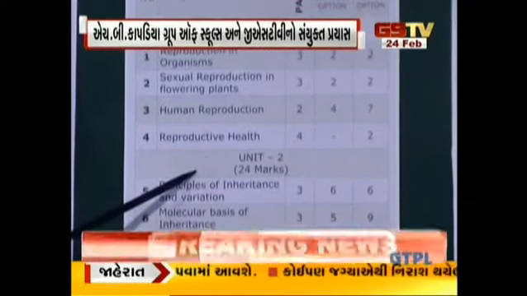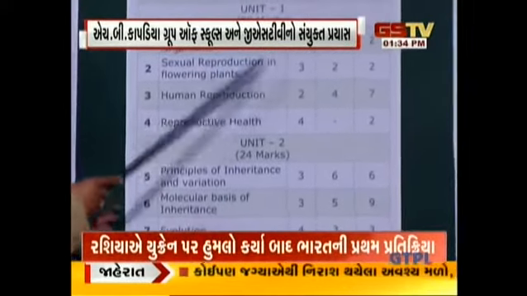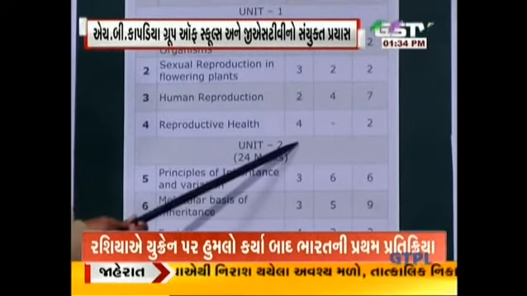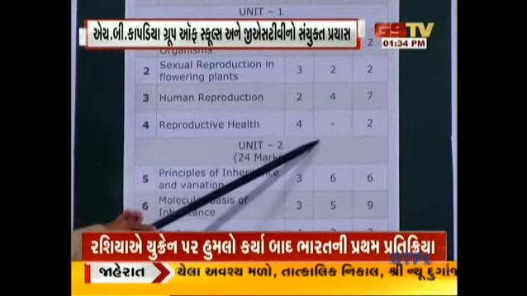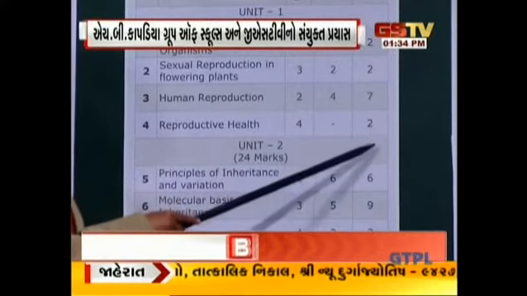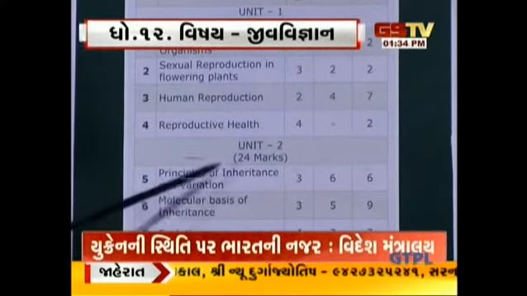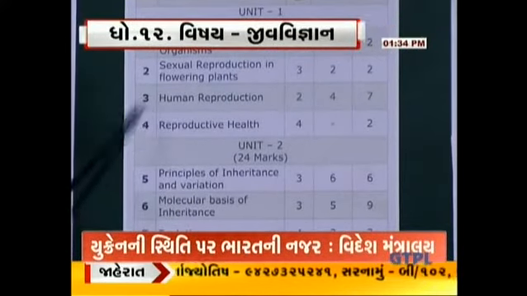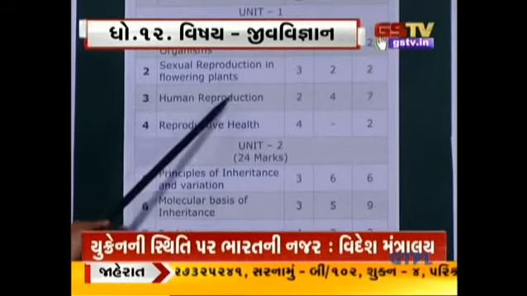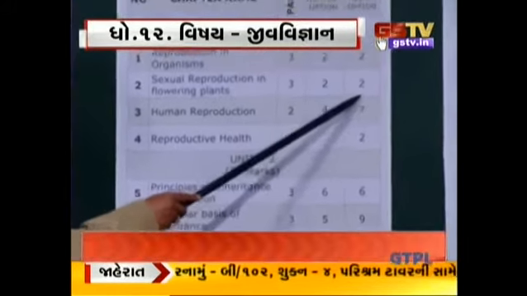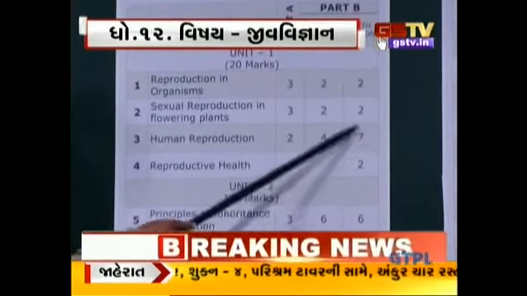that is reproductive health. In reproductive health, part A, that is objective, has 4 marks, and without option there is nothing, and with option there are 2 marks. That means in this unit 1, you have to give more importance to chapter 3, because more marks are given to chapter 3, that is 7 marks.